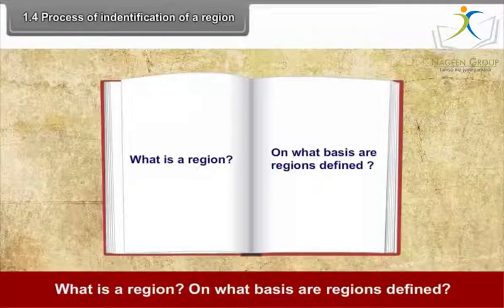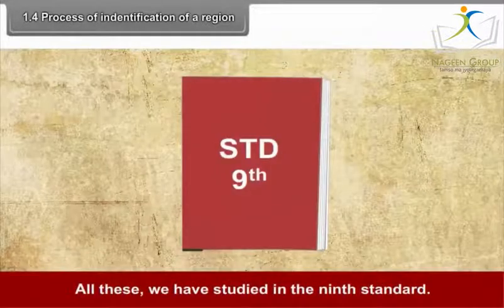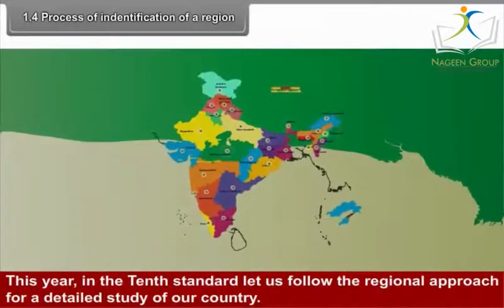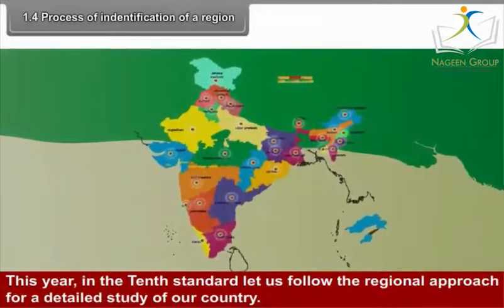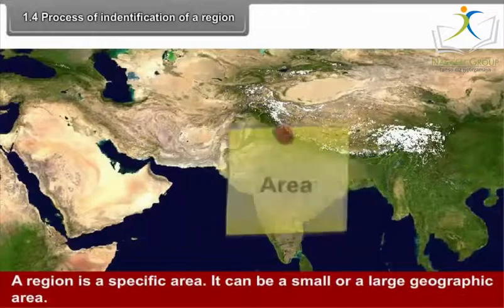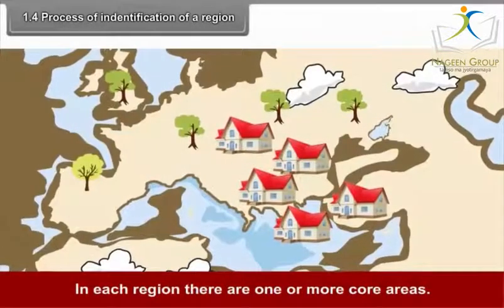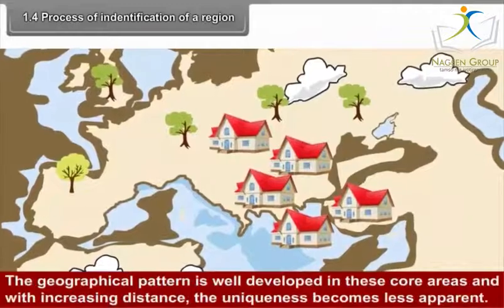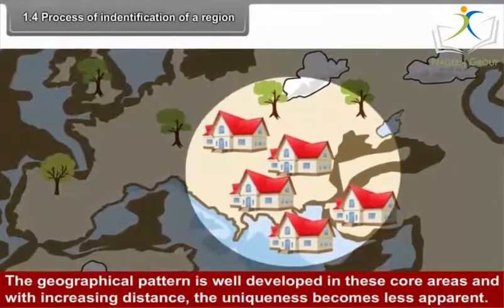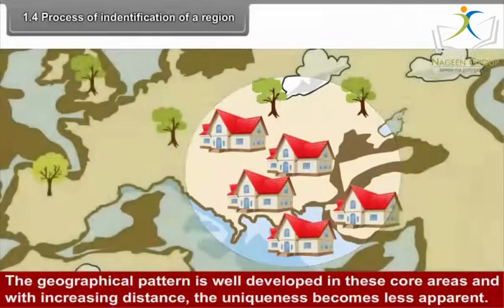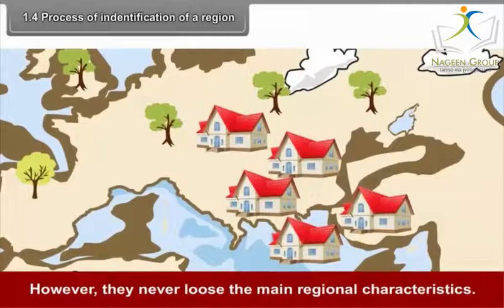1.4 Process of identification of a region. What is a region? On what basis are regions defined? All these we have studied in the 9th standard. This year, in the 10th standard, let us follow the regional approach for a detailed study of our country. A region is a specific area. It can be a small or a large geographic area. In each region, there are one or more core areas. The geographical pattern is well developed in these core areas, and with increasing distance, the uniqueness becomes less apparent. However, they never lose the main regional characteristics.